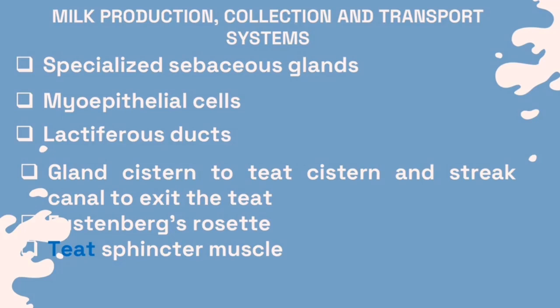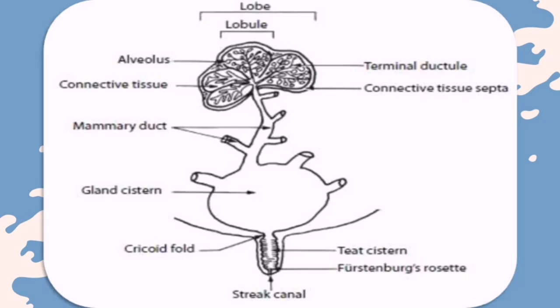These are the specialized sebaceous glands, myoepithelial cells, lactiferous ducts, gland cistern to teat cistern, and streak canal to exit the teat, Furstenberg's rosette, and the teat sphincter muscle. This figure shows the parts of the milk system.